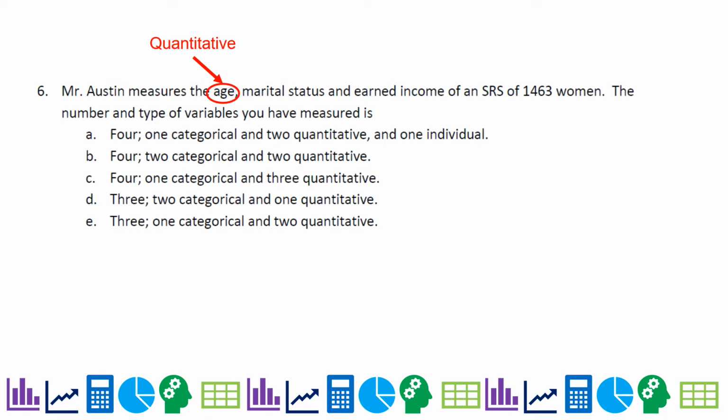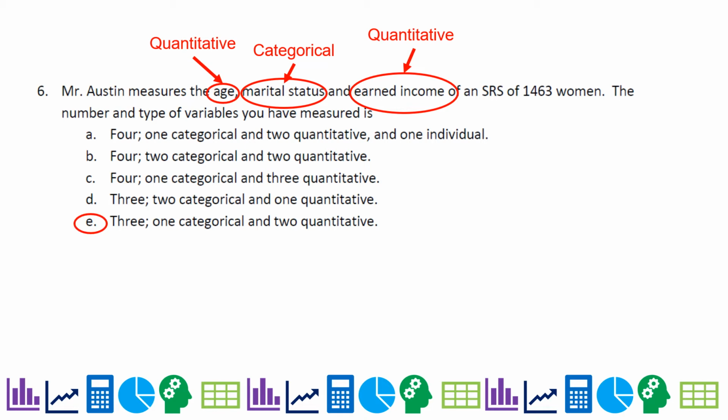Are they single? Are they divorced? Are they married? Are they widowed? And that is a categorical. Notice I didn't say any numbers. I was saying different categories. And how much money they earned, and that again is quantitative. So I see 2 quantitative, 1 categorical. There are 3 variables, and E matches.